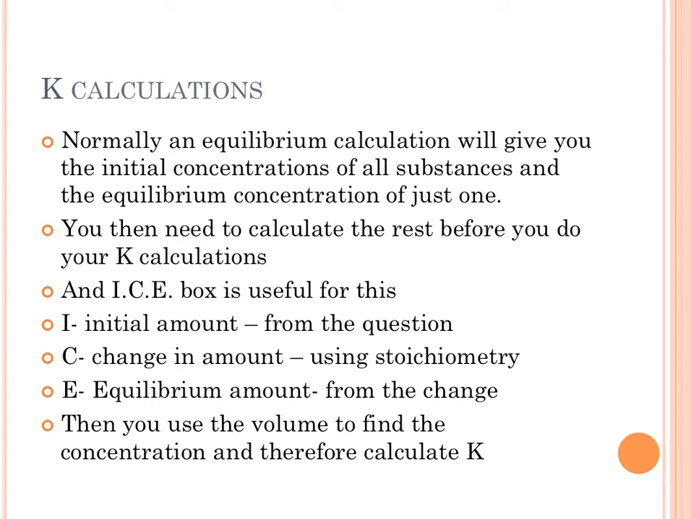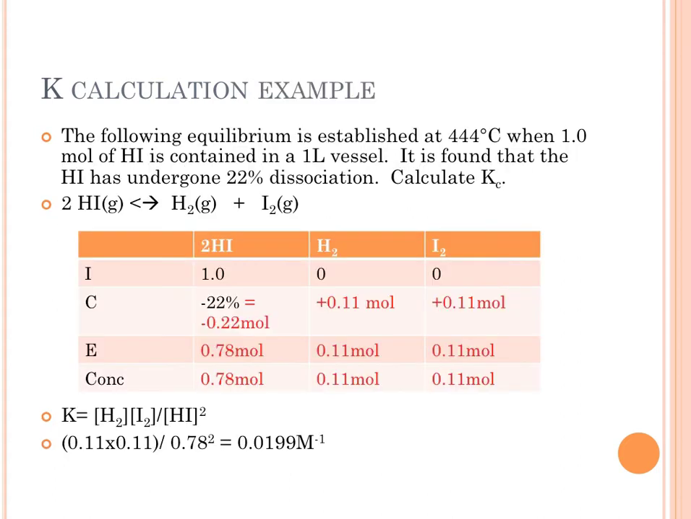So we normally use something called an ICE box, where I stands for your initial amount, which is given to you in the question. C is the change amount, which we're going to find out using some stoichiometry. E is your equilibrium amount. And then you can use the volume to calculate the concentration and therefore calculate K. So, if we think about this same equation as we were looking at before on the graph, it's written the other way around, but that doesn't matter, because remember this is equilibrium, so it can go either way. That's just the way around it happens to be written in this equation.